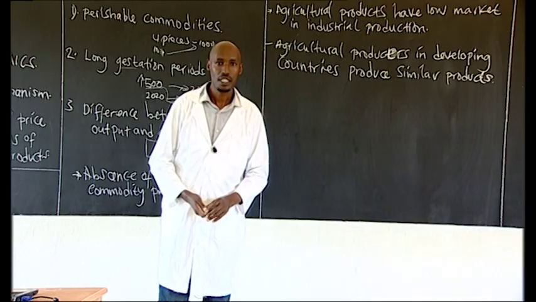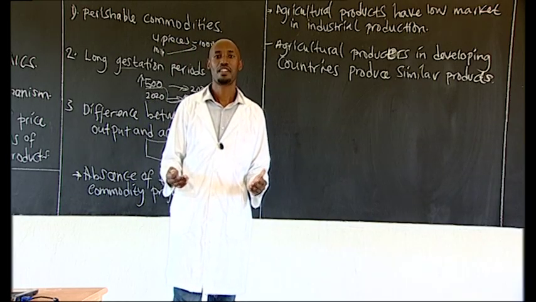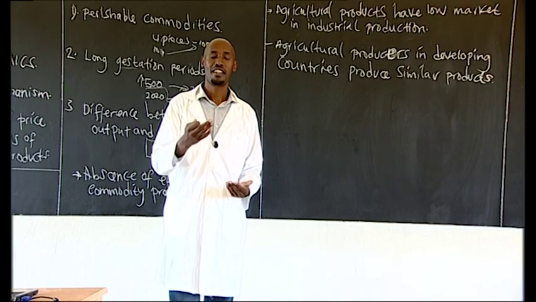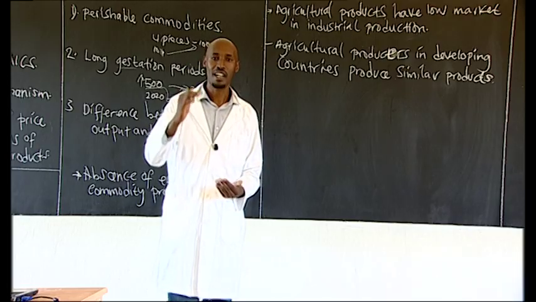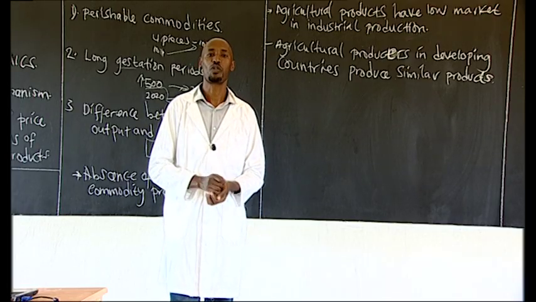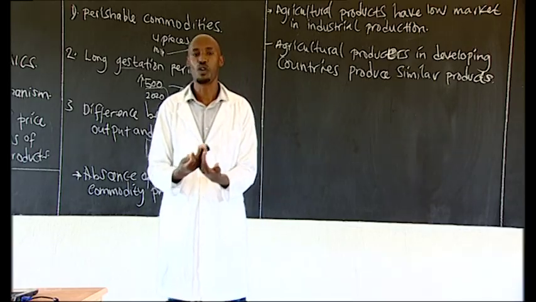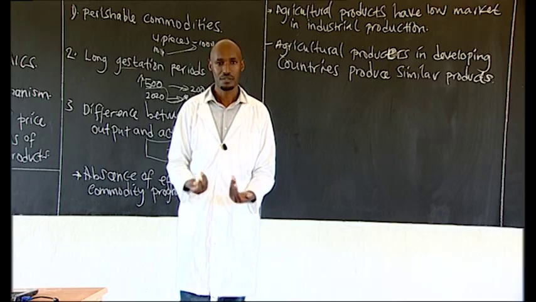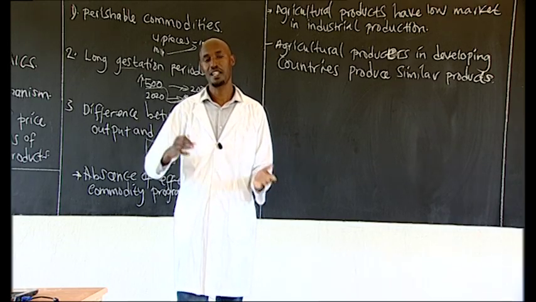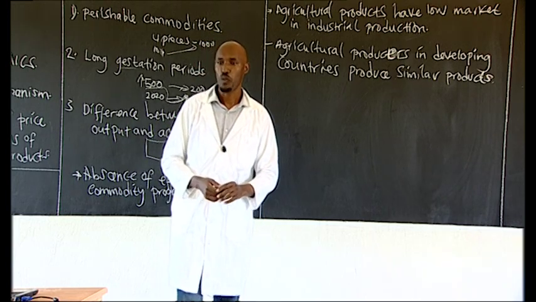Good. Now, let me give you an example. If they happen to know that today the price of maize is high, you find that all farmers, all producers will decide to produce maize because it is on high market, and they leave the rest. They don't practice diversification. They concentrate on one thing.